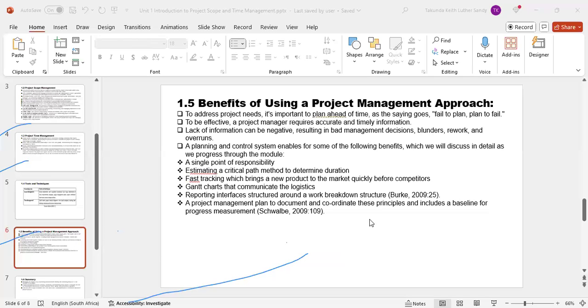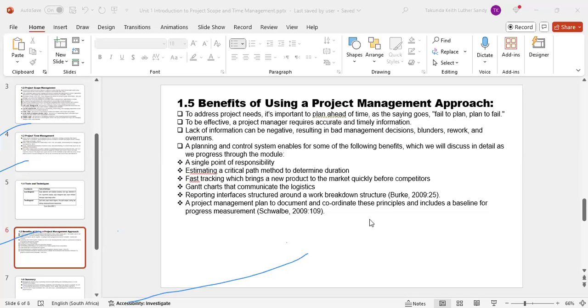All right. Benefits of using a project management plan. So when you use a project management approach, you have a system that helps you in conducting your project. We are saying that a planning and control system enables some of the following benefits, which we will discuss in detail as we progress through the module. A single point of responsibility. If you use a project management approach, you know that the project manager is going to be responsible for that project. So that's a single point of responsibility that you have.